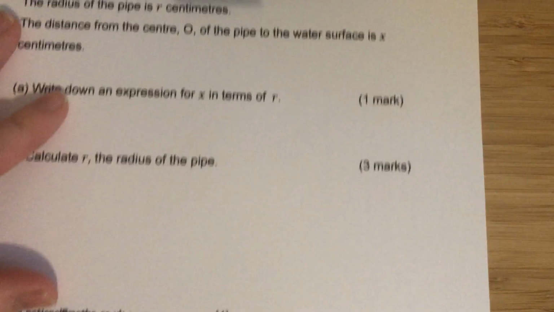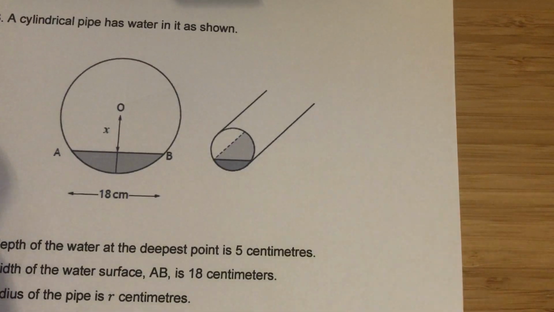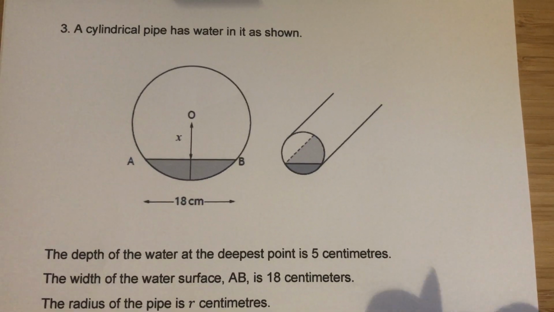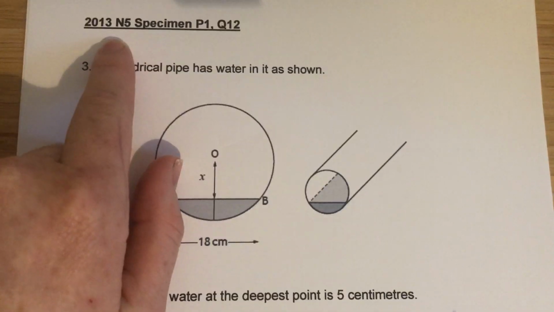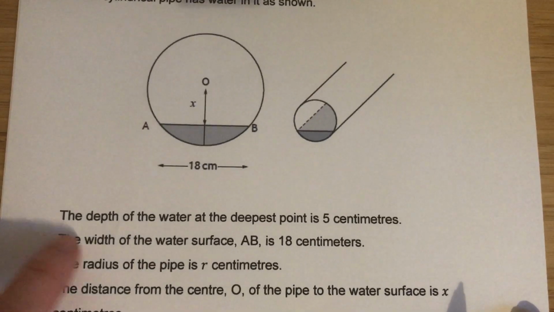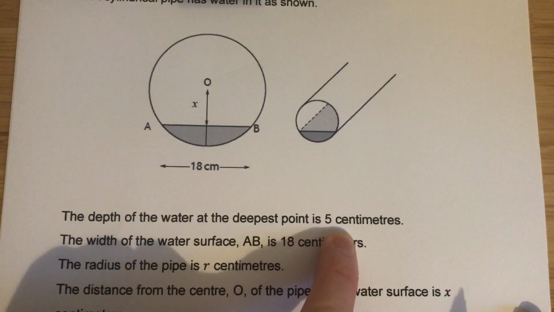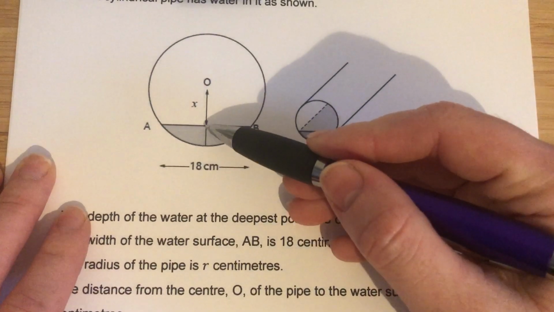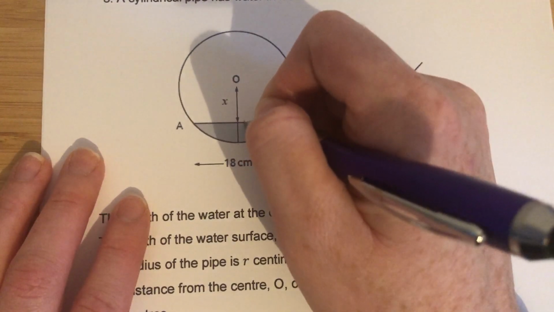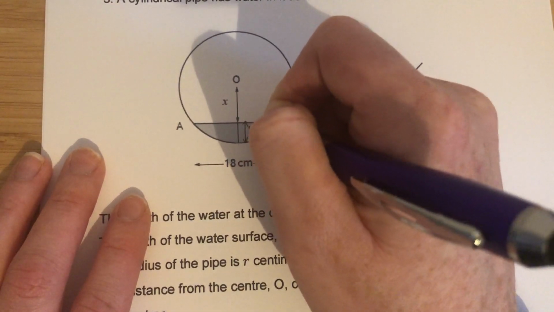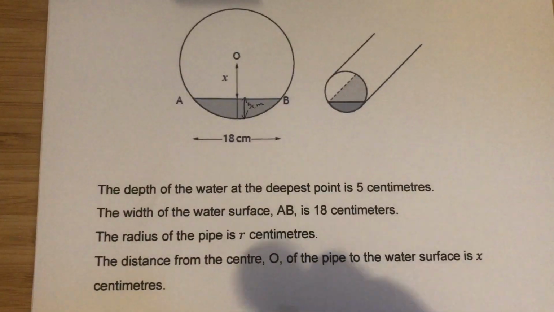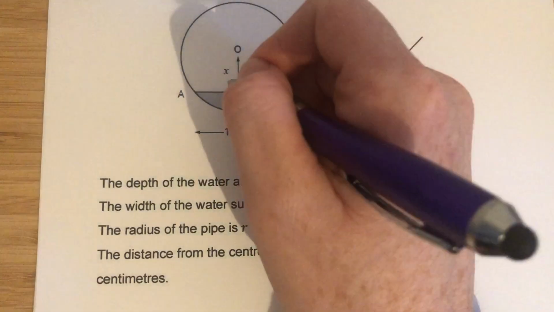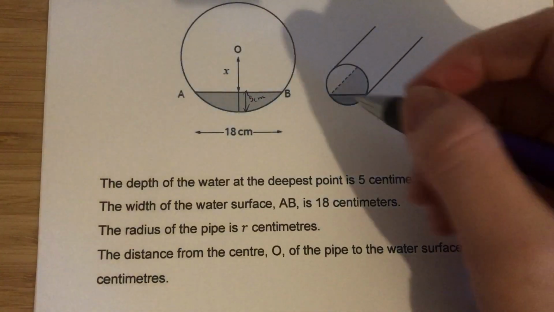This last one is a little bit trickier, so we're going to have to use some knowledge from other topics as well. A cylindrical pipe has water in it as shown. This is from the 2013 specimen paper. The depth of the water at its deepest point is 5 centimetres. So if we've got this water here at its deepest point, right in the middle, that's 5 centimetres. You can mark it in if it helps. The width of the water surface AB is 18 centimetres, so we could mark that in.